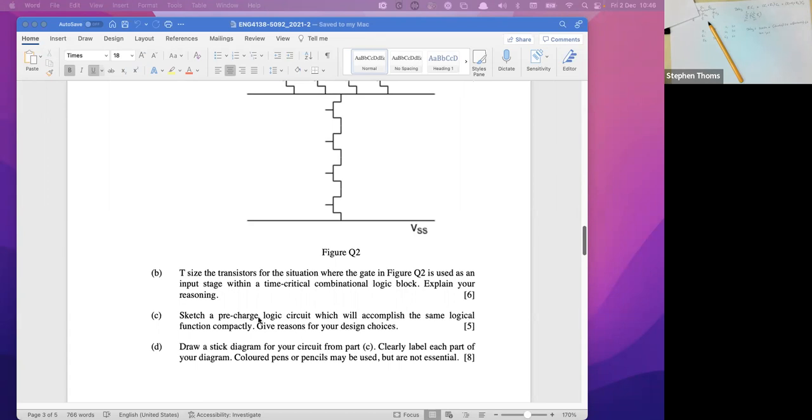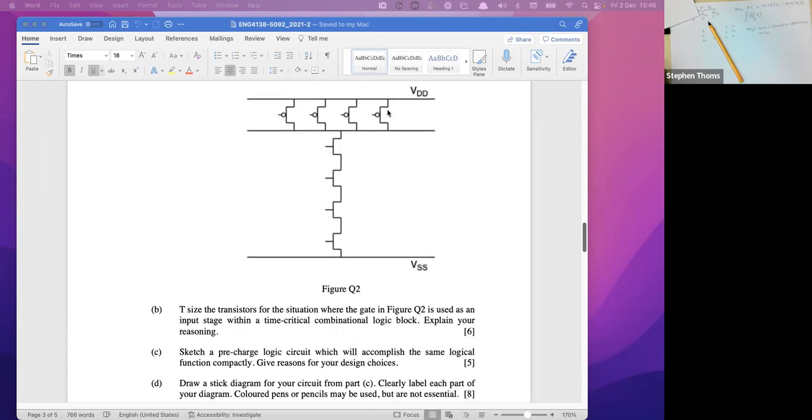Remember, with pre-charged logic circuit, you can either miss out the P side or you can miss out the N side. So if you missed out the P side, you would have a single gate transistor up on the P side. So it misses off lots of the P transistors.